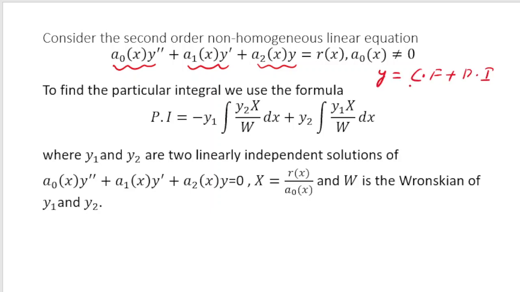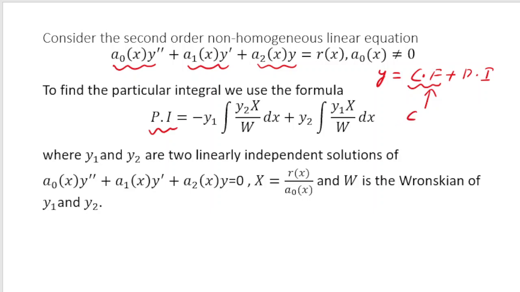And how to find the CF, we already know from our previous videos. Basically CF is the solution of the corresponding homogeneous linear differential equation. So if you take the right hand side as 0 and solve it, what you get is CF. And how to find the PI? The PI is calculated using this formula: minus y1 times the integral of y2 X by W dx, plus y2 times the integral of y1 X by W dx, where y1 and y2 are two linearly independent solutions.